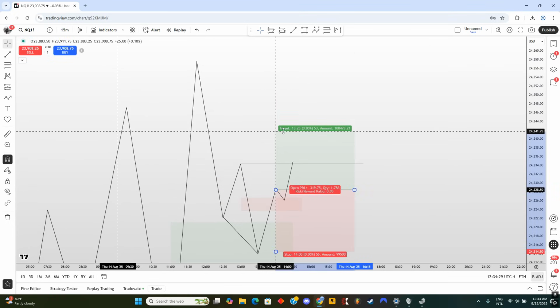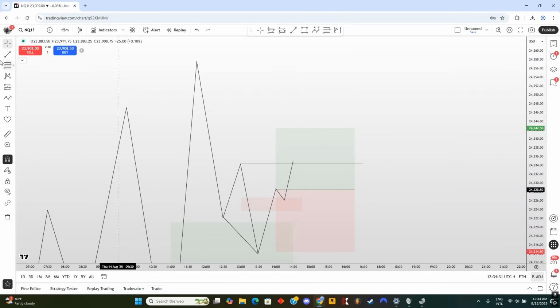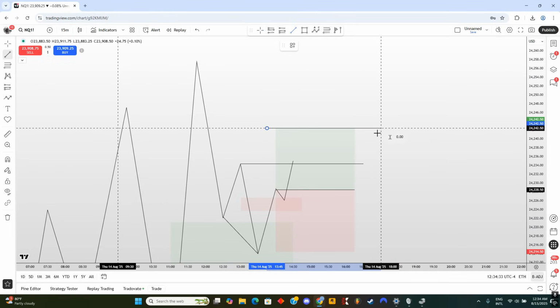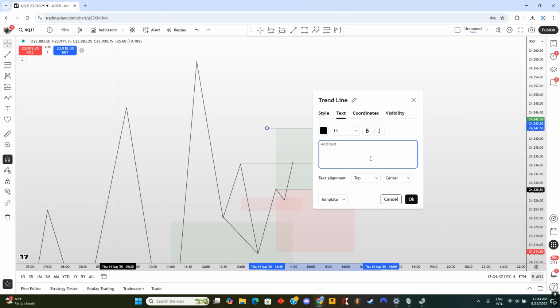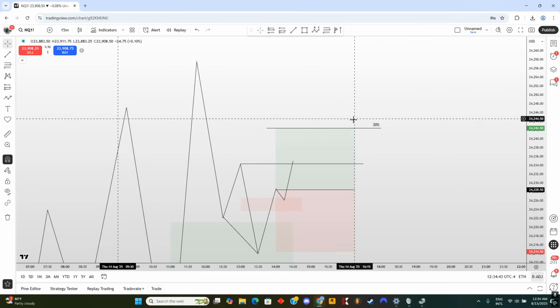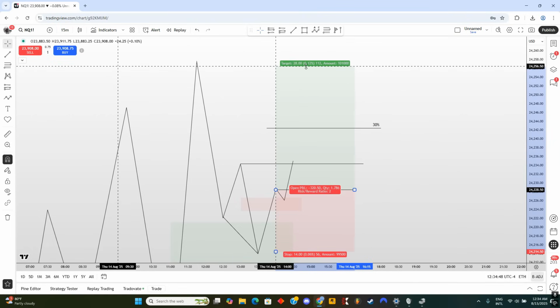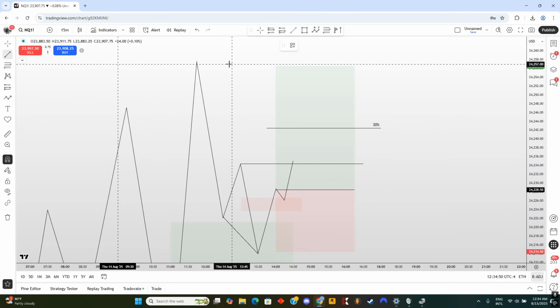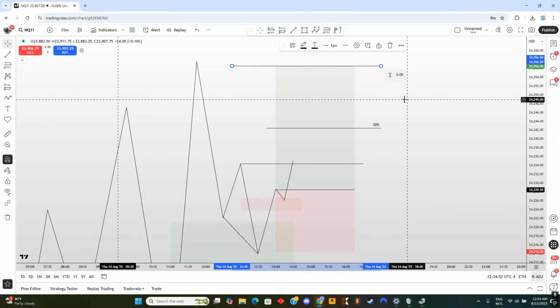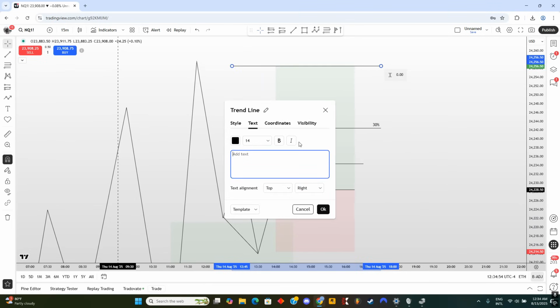Now, I usually take one partial at 1-to-1 risk to reward. So this is going to be my partial level, where I'm going to close around 30% of my position, or even 40%, but I usually go with 30%. And that is going to be your partial. Then your full TP is going to be 1-to-2 risk to reward, and you're going to completely close out your position there. Let me just annotate that.